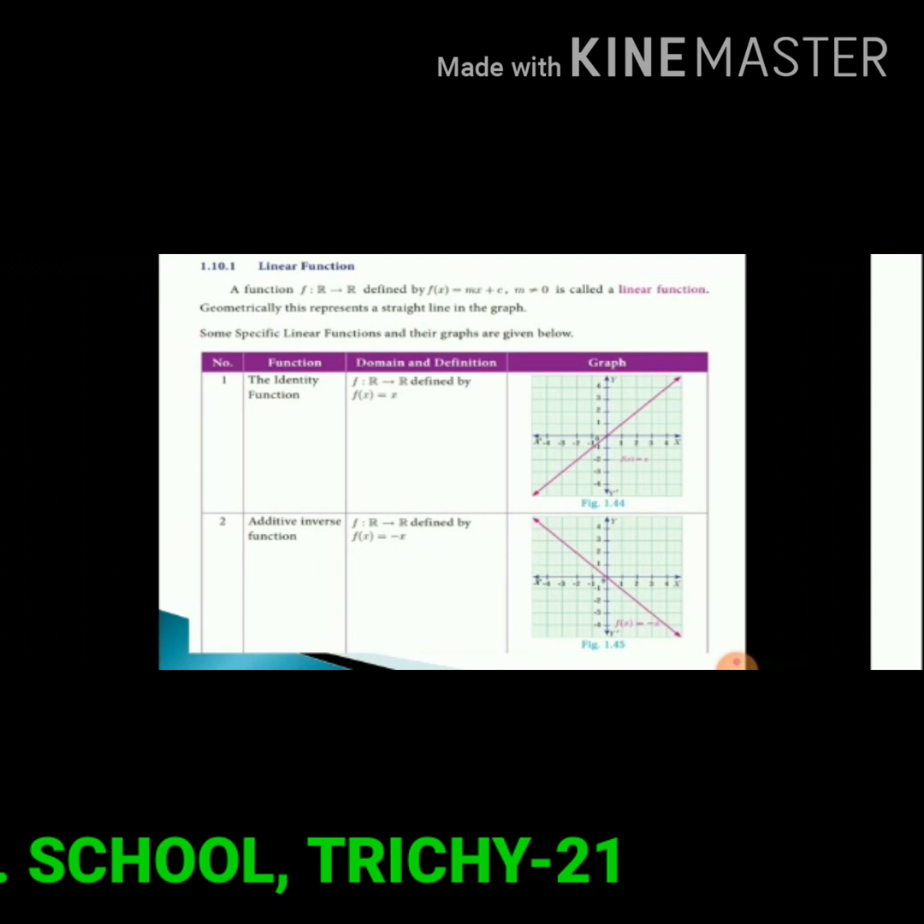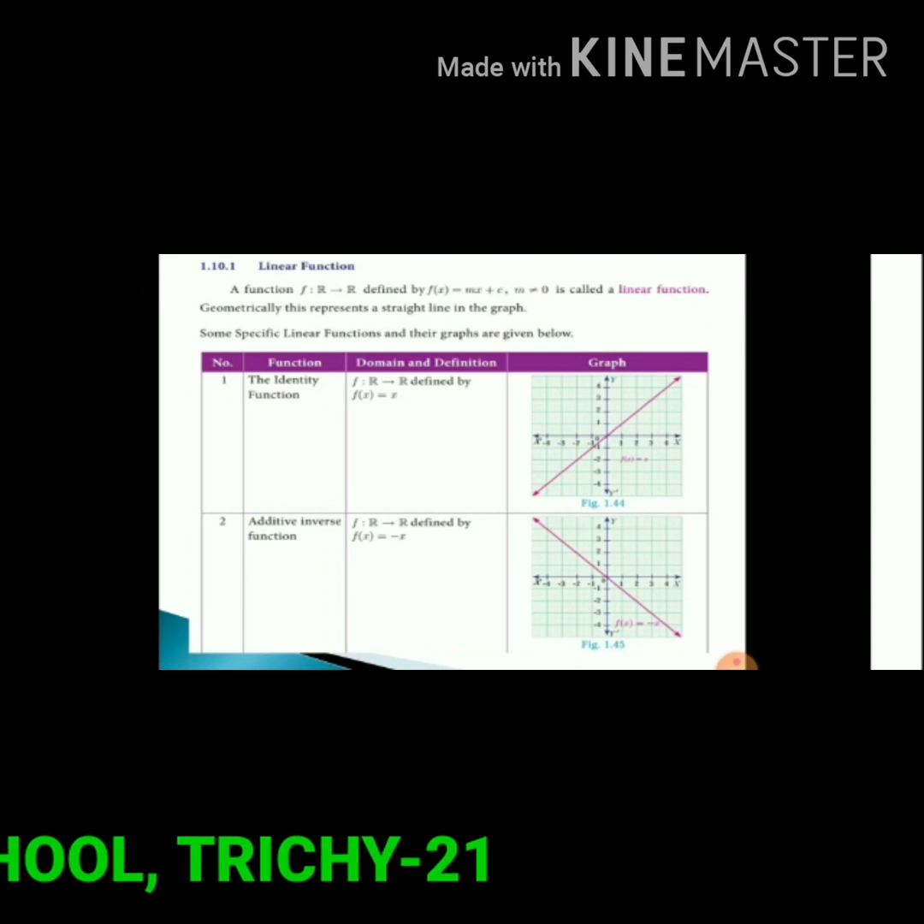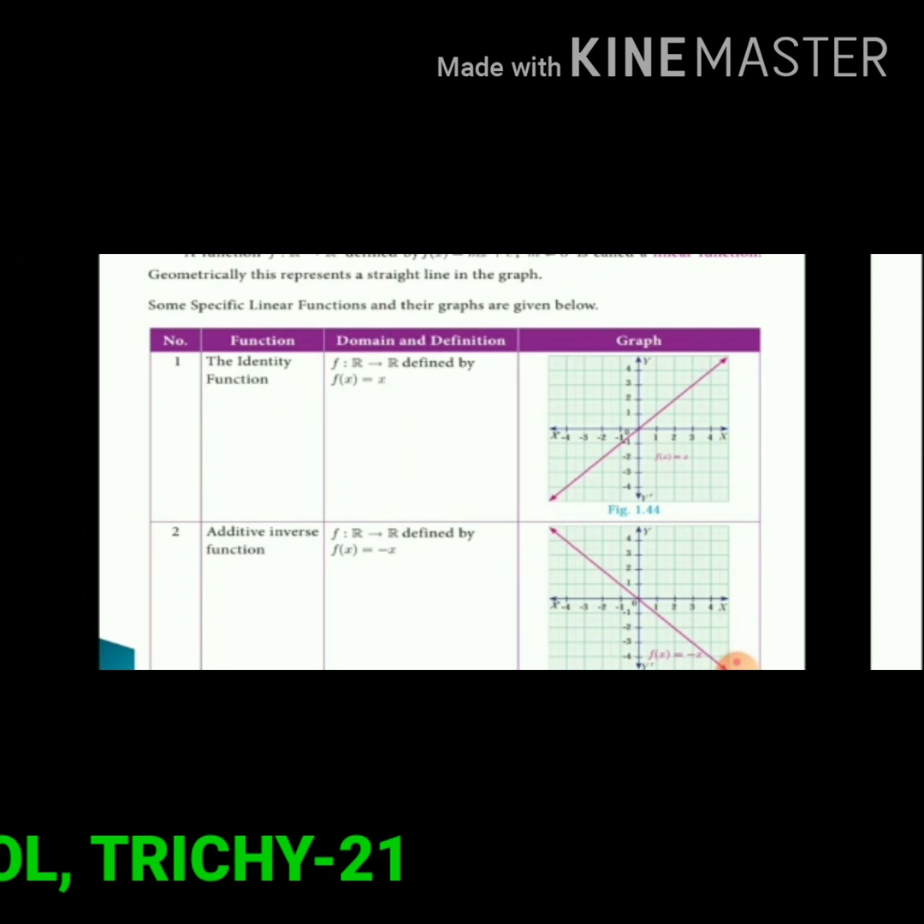A function f from R to R defined by f of x is equal to mx plus c, m not equal to 0, is called a linear function. Geometrically, this represents a straight line in the graph. Some specific linear functions and their graphs are given below.